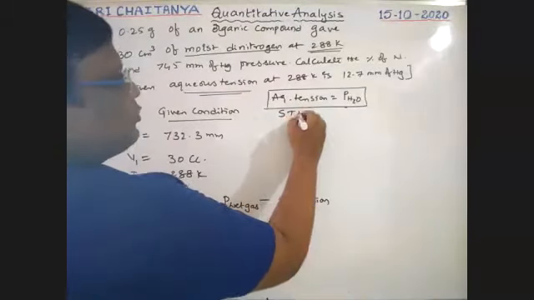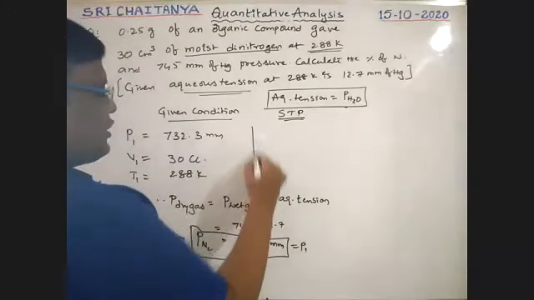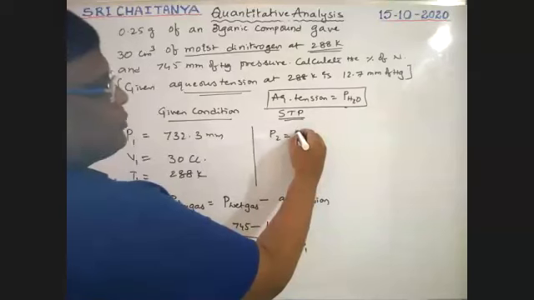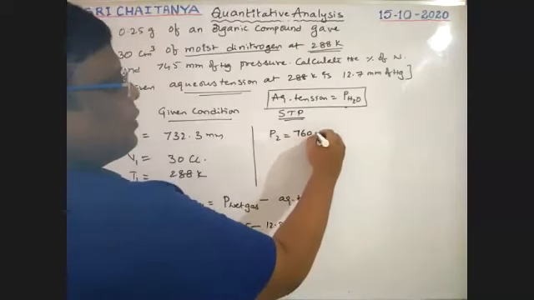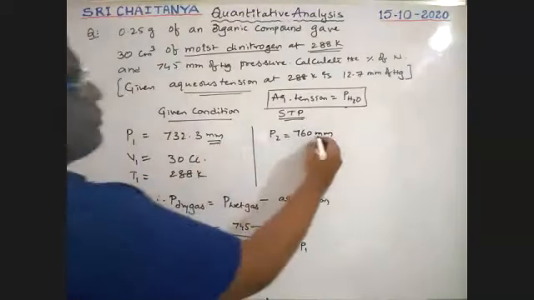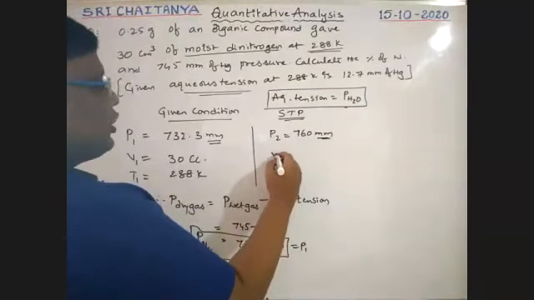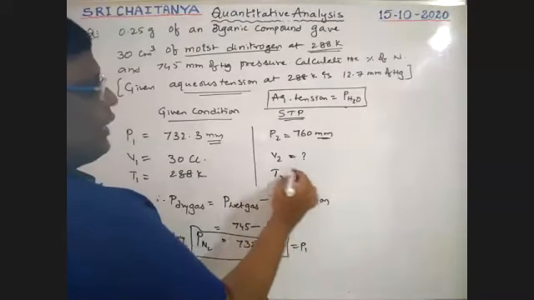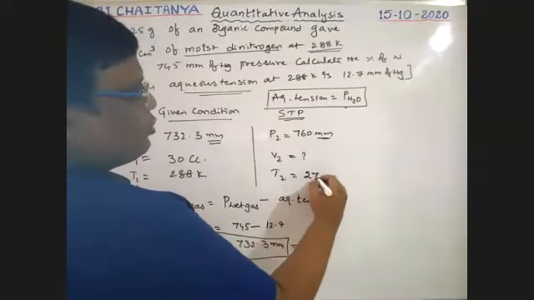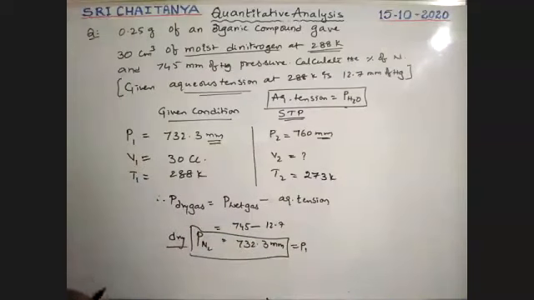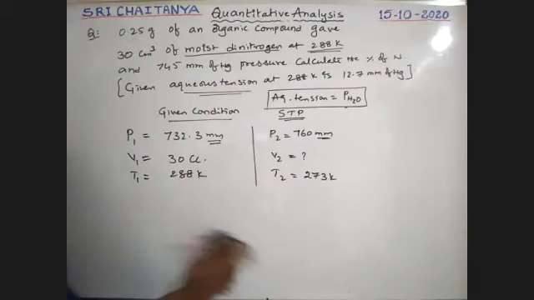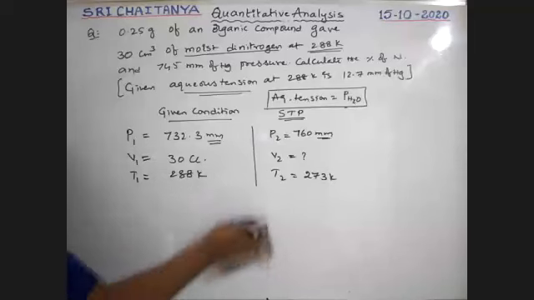STP conditions. Let us take P2, the pressure, that is 1 atmosphere, that is 760 mm. Because it is in mm, I am taking mm. Next, we should find the volume of nitrogen. Next, temperature T2 at STP, the standard temperature, that is 273 Kelvin. So by using these values, we have a formula based on the ideal gas equation.